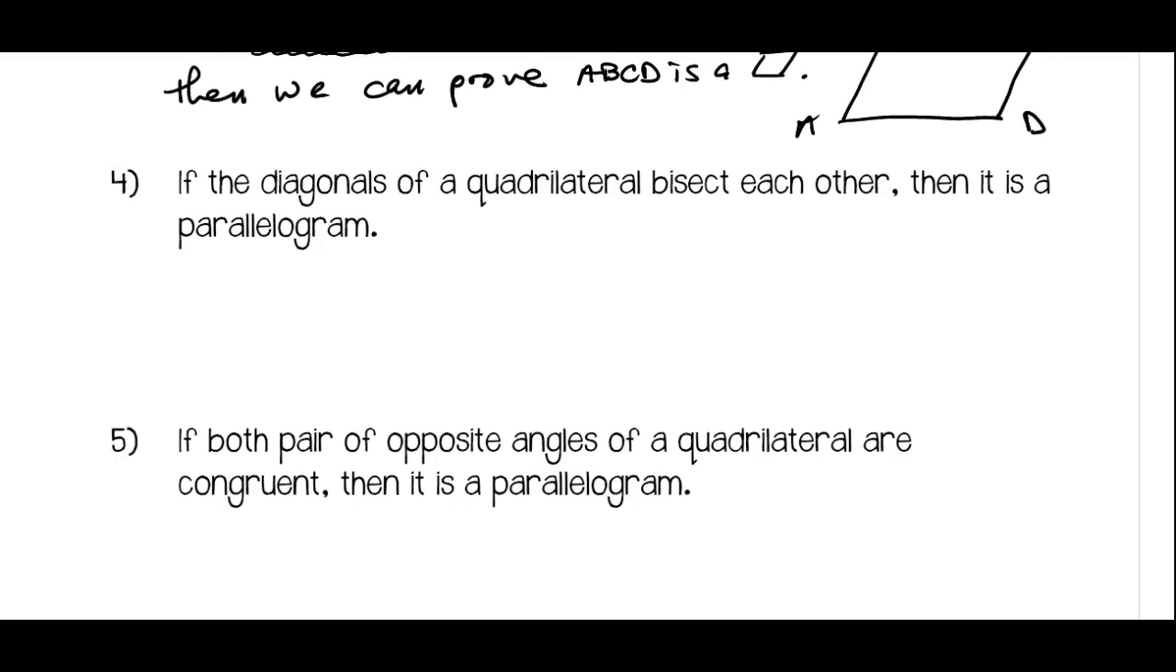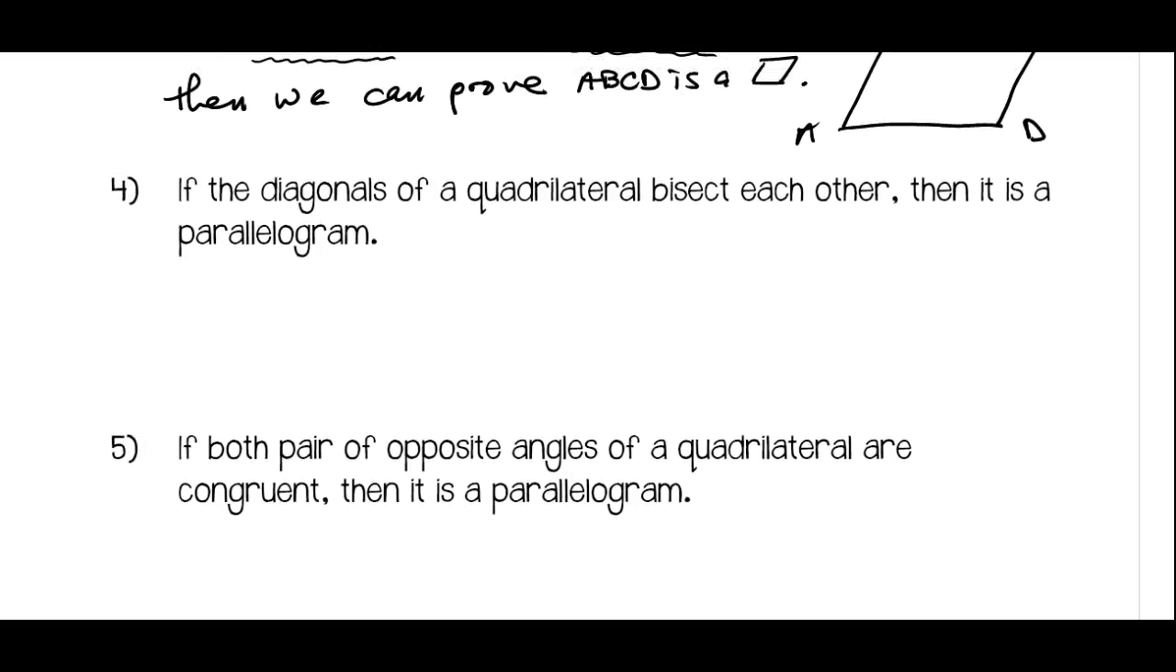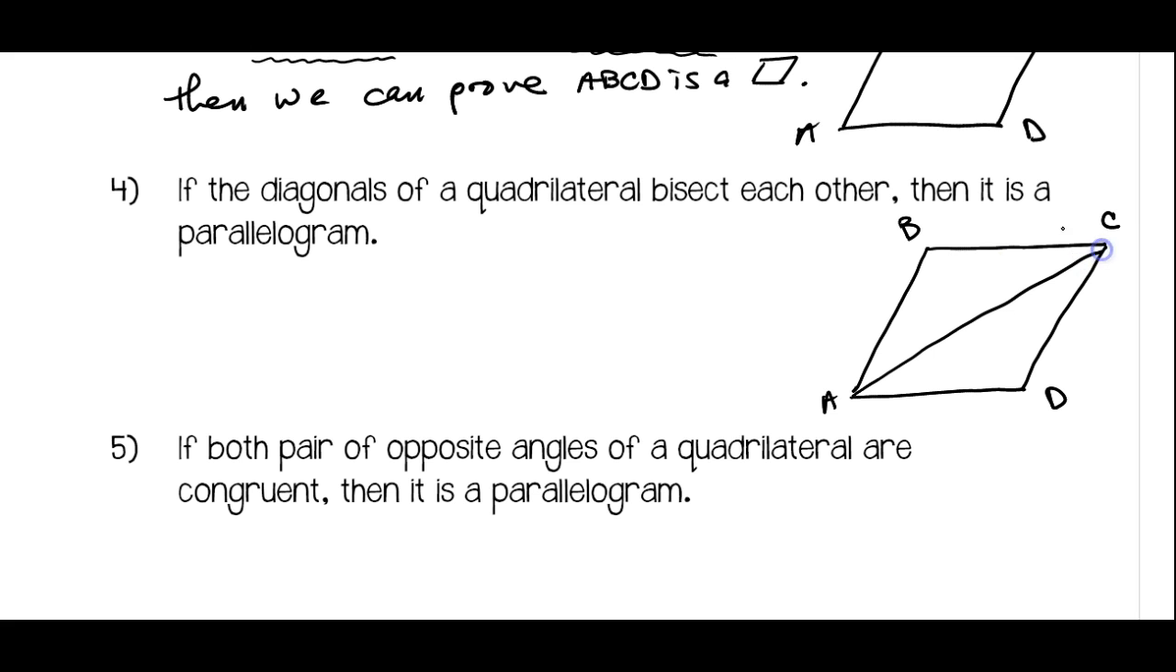Number 4: if the diagonals of a quadrilateral bisect each other, then it is a parallelogram. We may use this once in a while. It's just not one of the favored methods just because it takes a little bit more time. So I've got A, B, C, D, more time and more steps. And we need diagonals in here. So here's one diagonal. Here's the other diagonal.